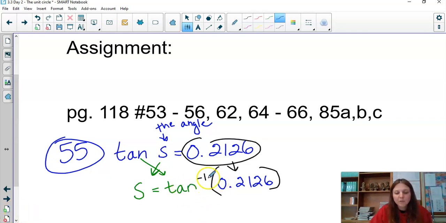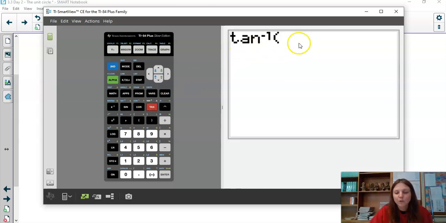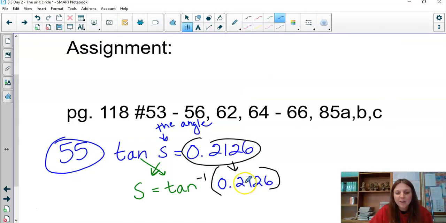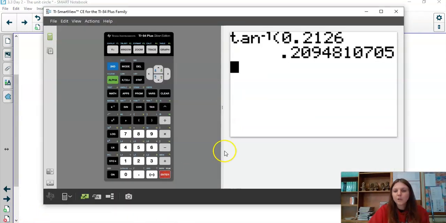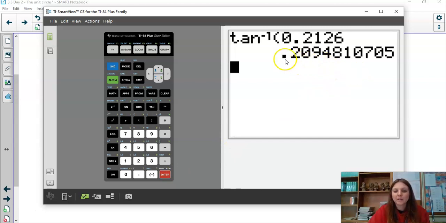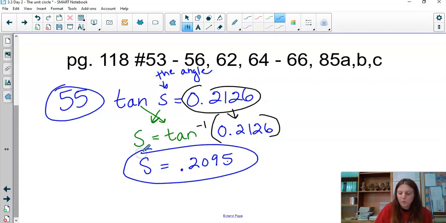To type in this inverse tangent, I'm going to type second and then tangent. So I'm pressing the blue second button, and then I'm going to press tangent. If you look above the word tangent, you will see that that's the inverse, and that's what I just got. Now I'm going to type in 0.2126. Hit enter, and I'm going to round it off to 4 decimal places, so 0.2095. If you want to write radians, you can, but I'm just going to write 0.2095. They didn't write radians in the answer key, but this is a radian measure.